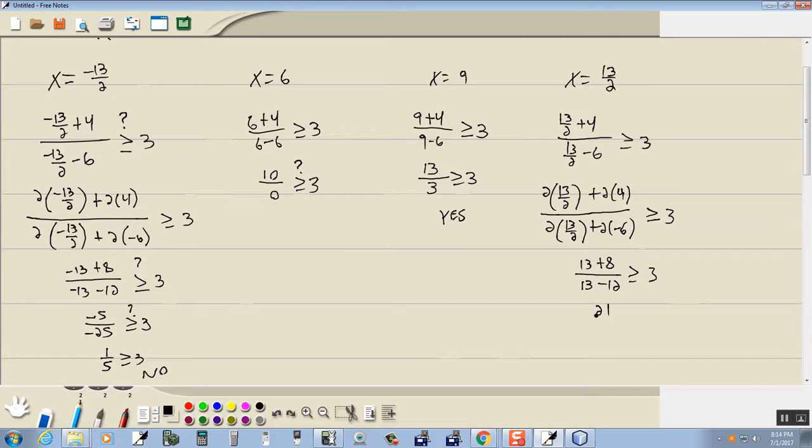13 plus 8 is 21. 13 minus 12 is 1. 21 over 1 is 21. 21 is greater than or equal to 3. So that is a solution. And that's how you'd work those.